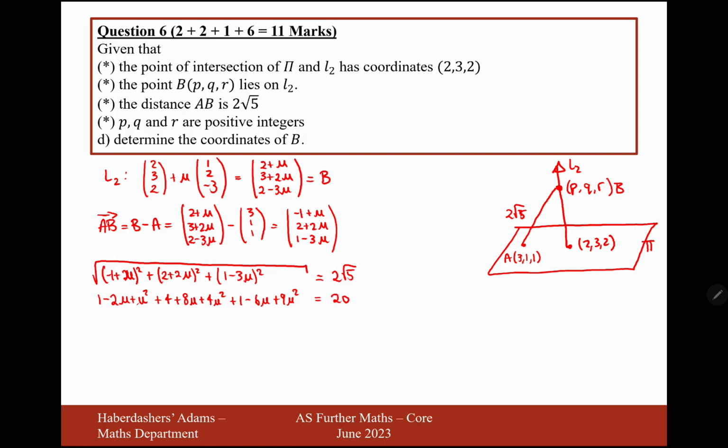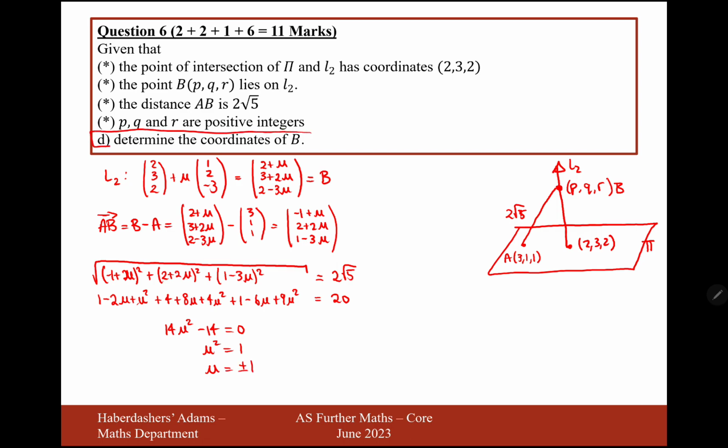So let's create a quadratic on the left-hand side. Let's do the mu squareds first. 1 plus 4 plus 9 is 14. So 14 mu squared. Then it's going to be minus 2, add 8, minus 6, which gives 0. So there's 0 mu's, and it's going to be 1 plus 4 plus 1 minus 20, which gives minus 14 equals 0. So this is a pretty straightforward one to work out. Let's move the 14 to the other side, and we get mu is plus or minus 1.